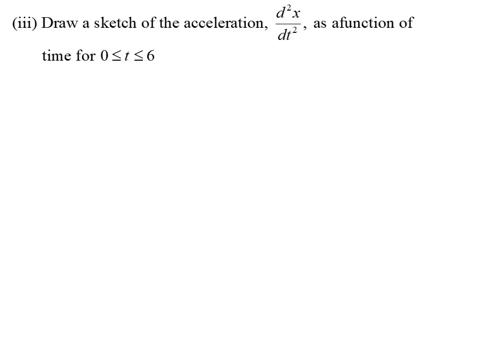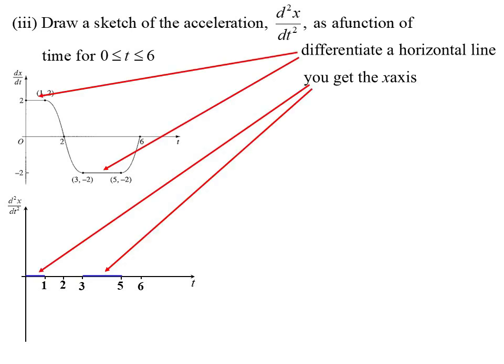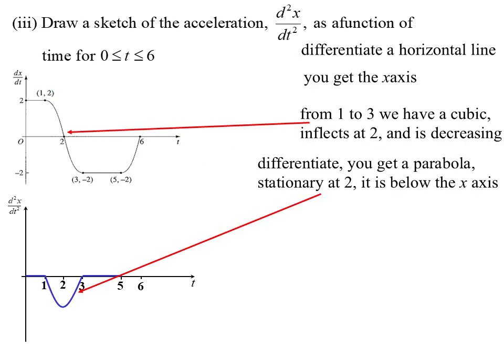Now we're going to draw the acceleration graph. So this time I've got a velocity. Instead of integrating, we're going to draw the derivative of that. Differentiate a horizontal line. Well, differentiate a constant, we get 0. We're going to get the axis. So we know we're just going to be on the axis between those points. From 1 to 3, look, I don't know the equation. It kind of looks like a cubic to me. I'm going to assume it is. I know it inflects at 2.